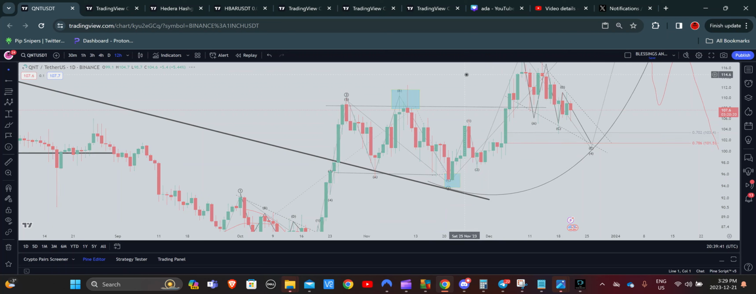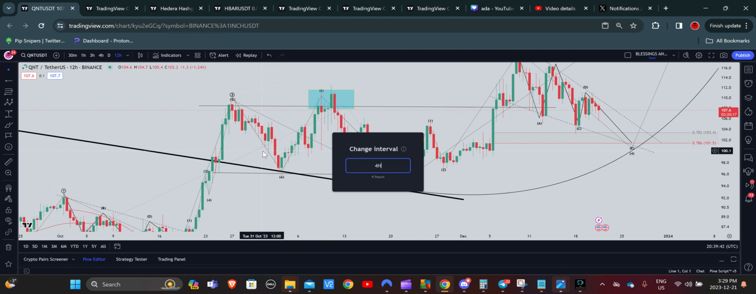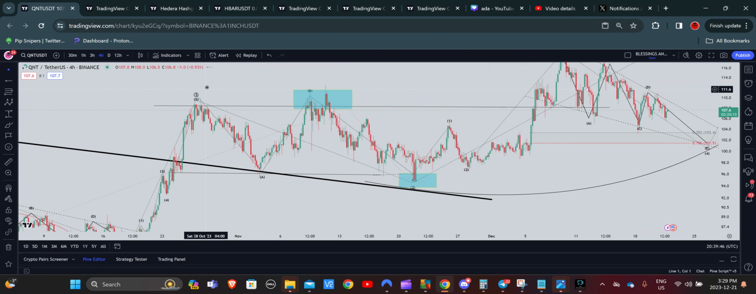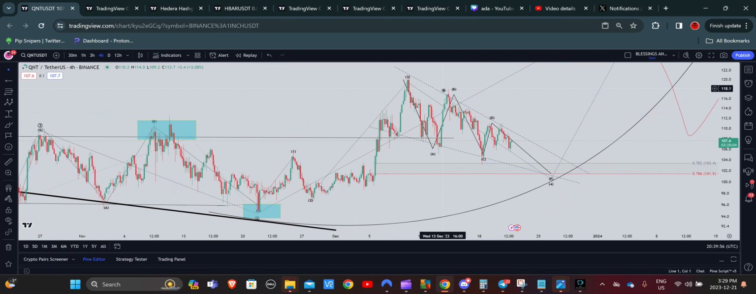And what we can do is go on the 4-hour time frame, and we can see that our B wave swept the highs of our A wave, and our C wave swept the lows of our A wave. So we had manipulation on both sides of the range before continuing the trend upwards.